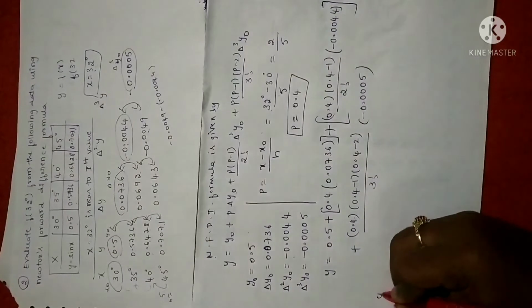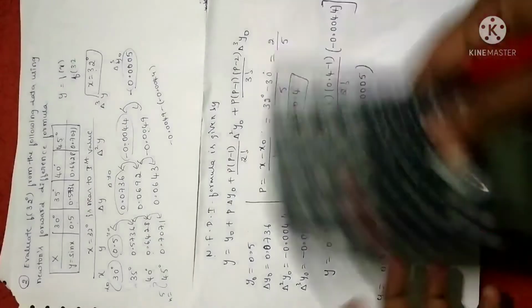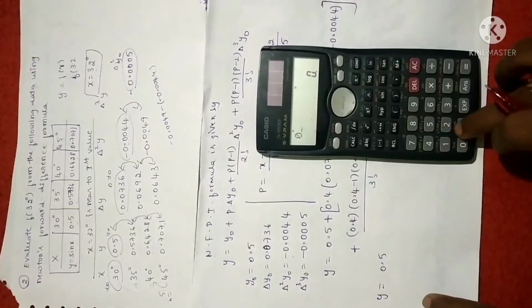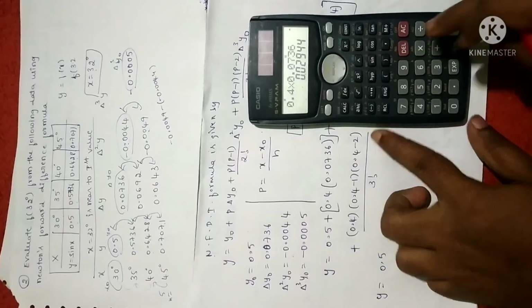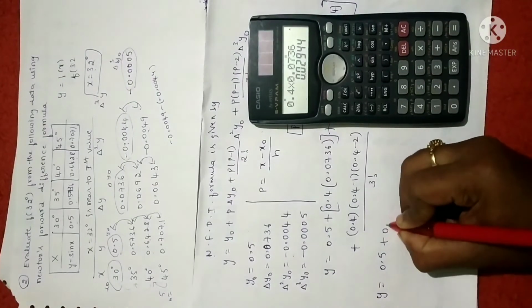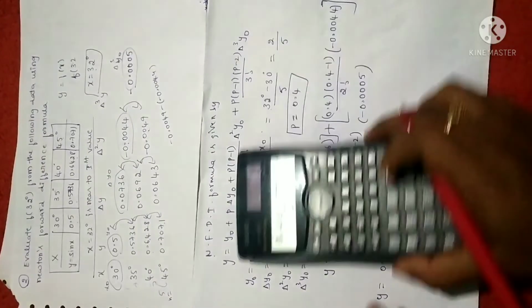Now as usual, use the calculator to simplify. Anyhow, I'll show you for this problem. So 0.5, the first term, as it is. Next term is 0.4 into 0.0736. So when you multiply, you will get plus 0.02944. Plus, I'll show you the third term.